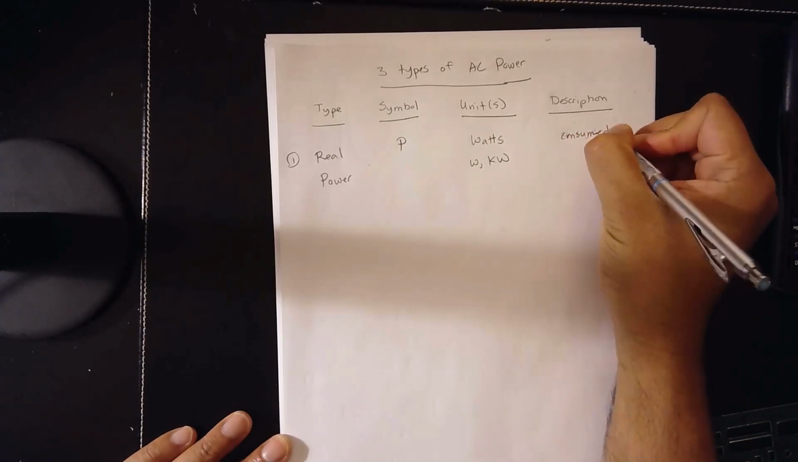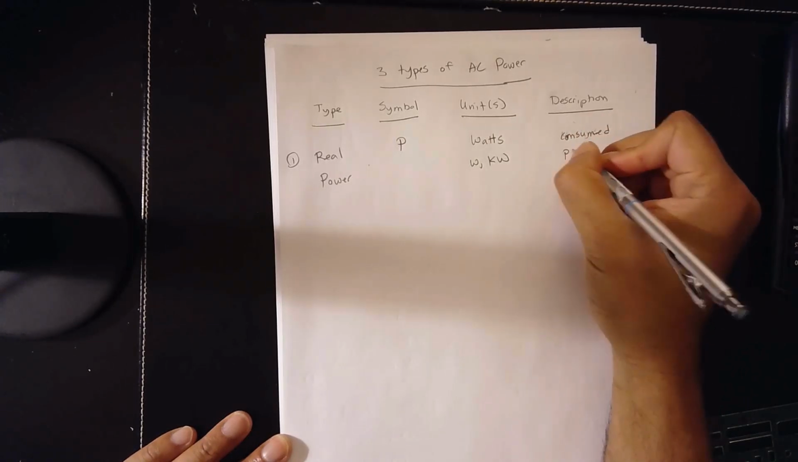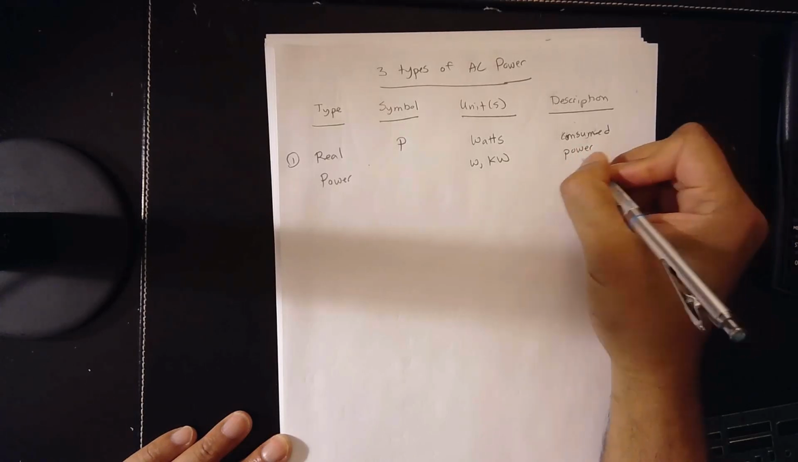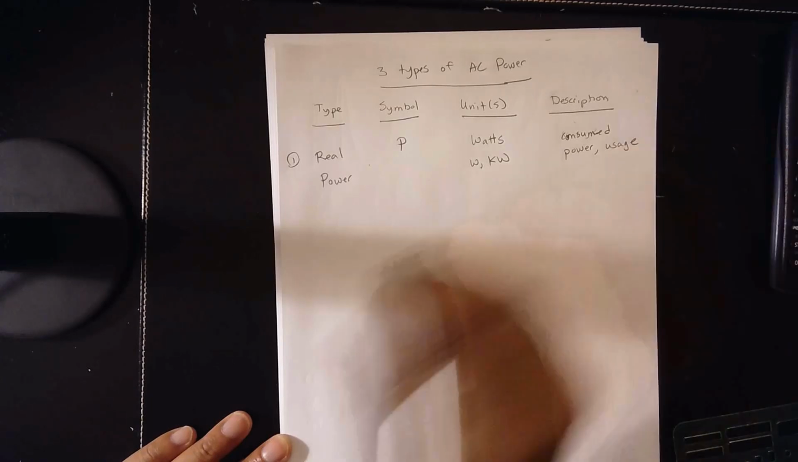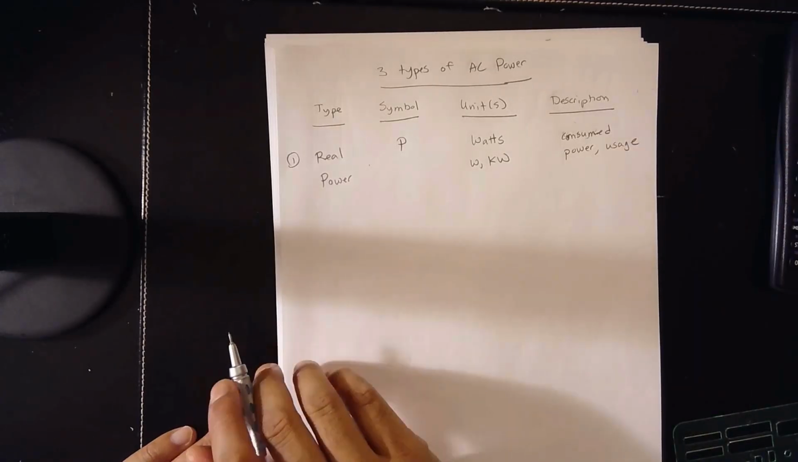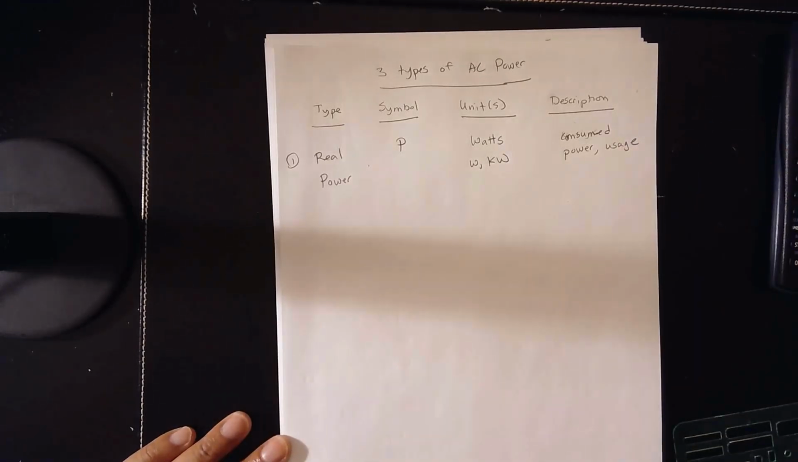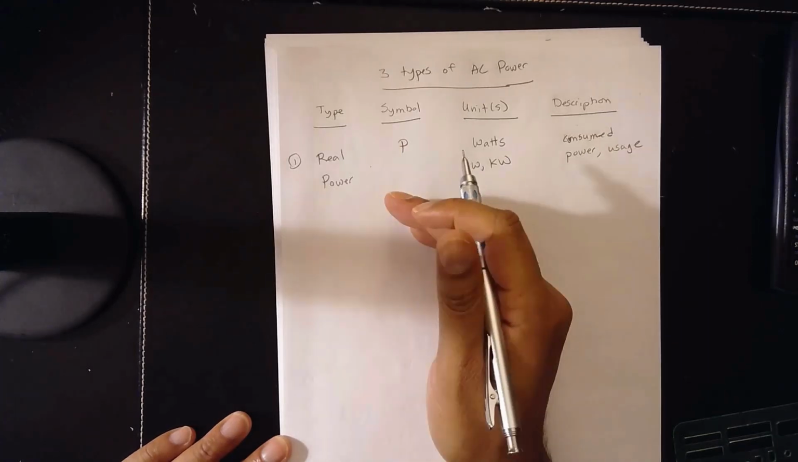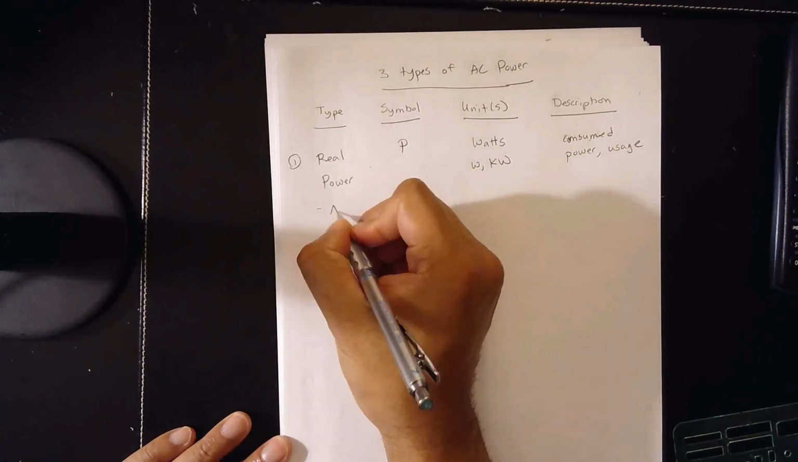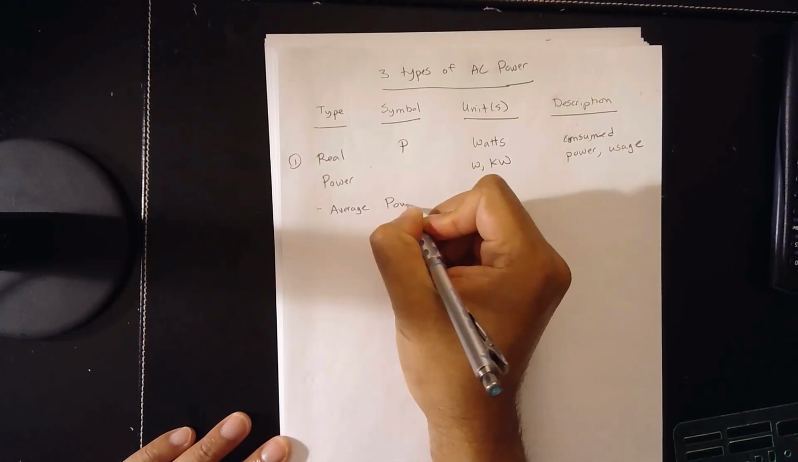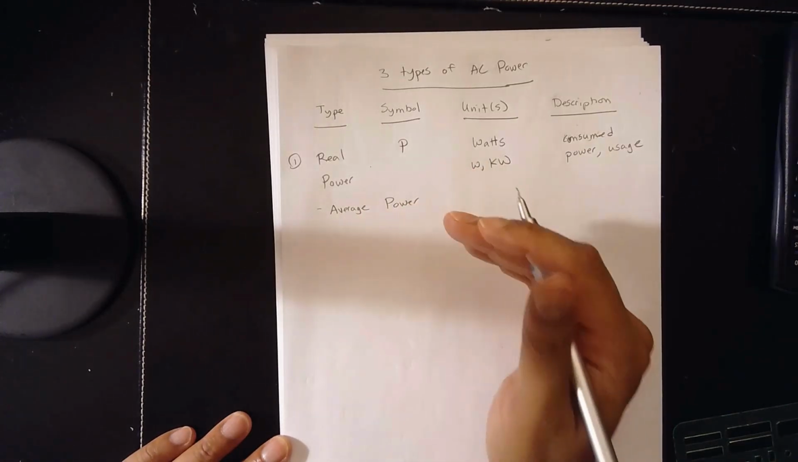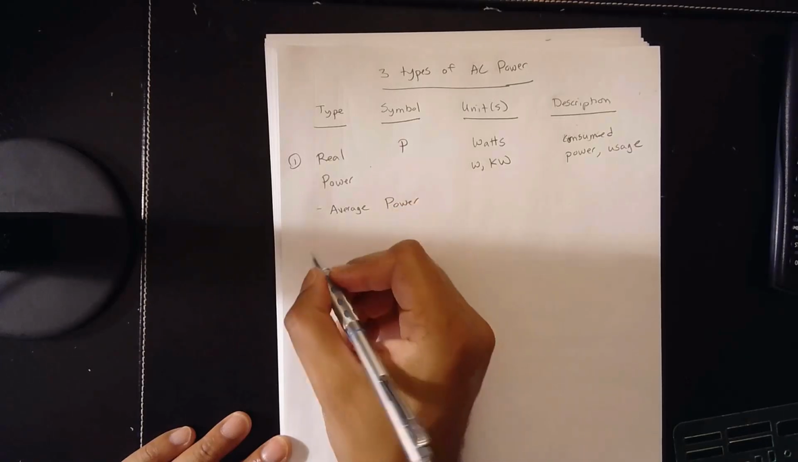Consumed power, or usage, right? It's usage. Now, the second type of power, well, I'm sorry, before I go into that, real power is also called average power. Okay? You have real power, you have average power. They mean the same thing, right?